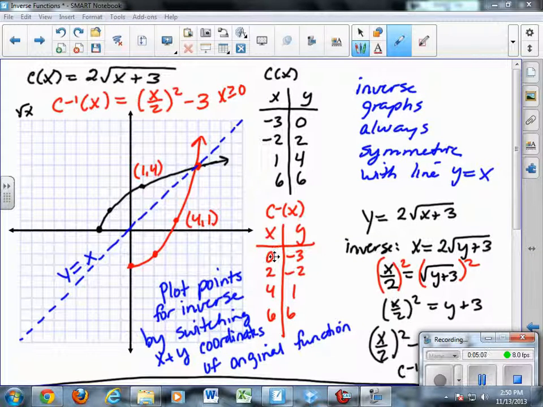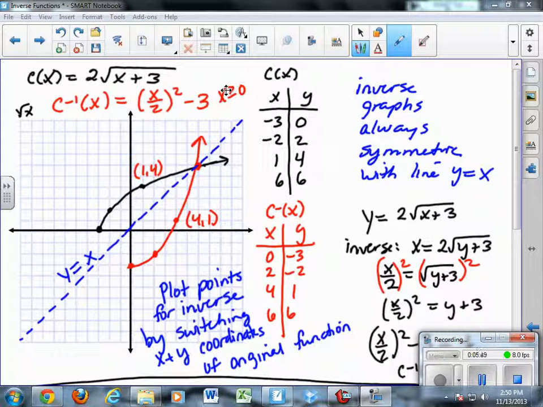So if I switch those and plot them, I get these points: (0, -3), (2, -2), (4, 1), and (6, 6), and this is the graph. Notice that it is just half of a parabola. Because the square root function is only one side of the curve, I can't draw the entire parabola. I only want to draw this half of it to be the inverse of the square root graph, because this is just the positive square root. So I put a little domain limit here and say this is x greater than or equal to 0.